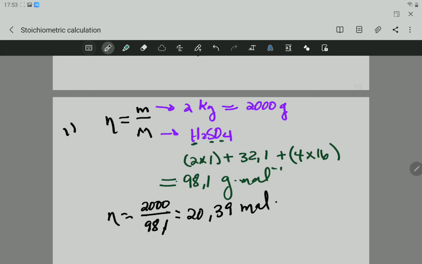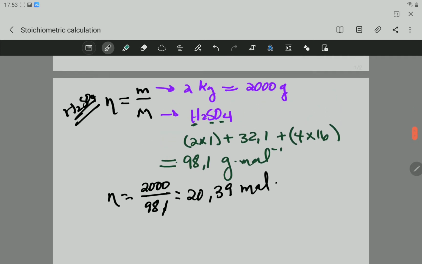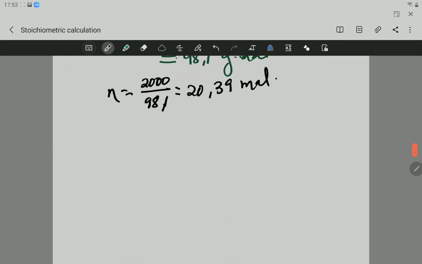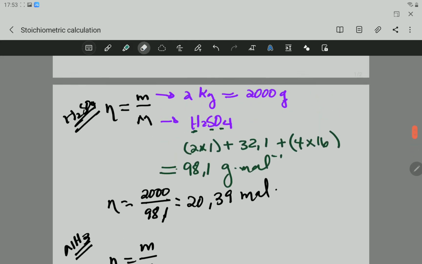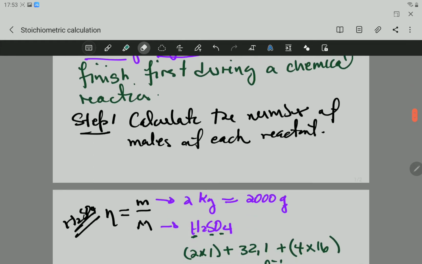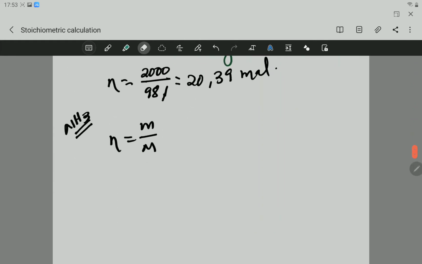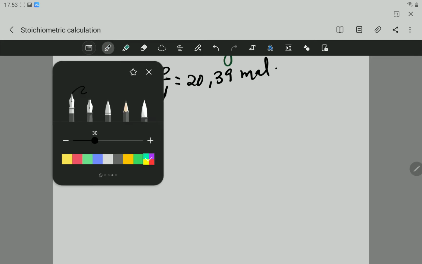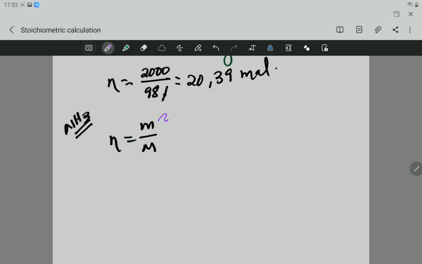And now we have to do the same. This is for H2SO4. We have to do the same for ammonia, NH3. The number of mole is going to be equal to mass divided by molar mass. The mass of ammonia that they used here was 1 kilograms. So let's just get that conversion. This is 1 kilograms, which is equal to 1000 grams.